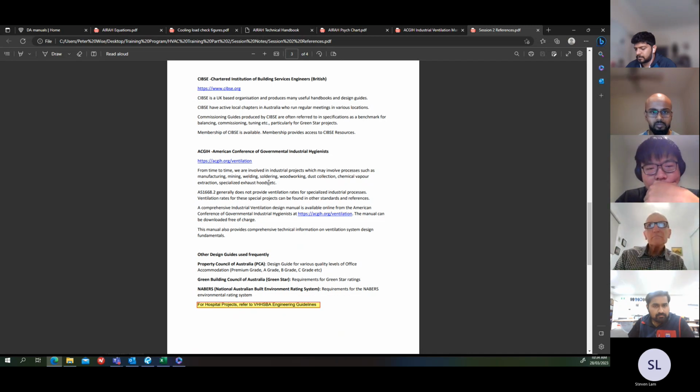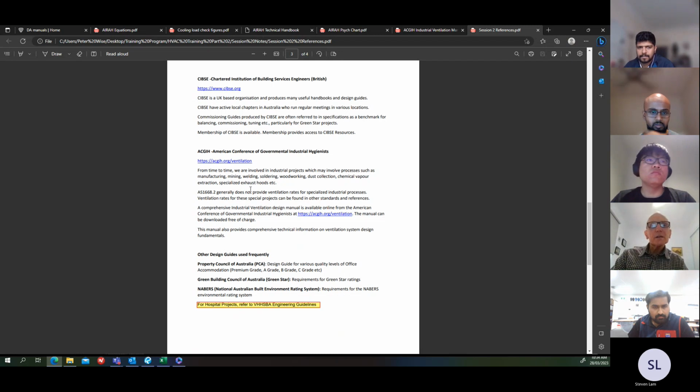You might work on an automotive parts manufacturing facility, for instance. I've done a few of these where they have a lot of machines that are machining parts for cars, racing cars and things like that. They need some special exhaust for those machines. So AS 1668 Part 2 doesn't really go into that. It's more about occupied buildings.